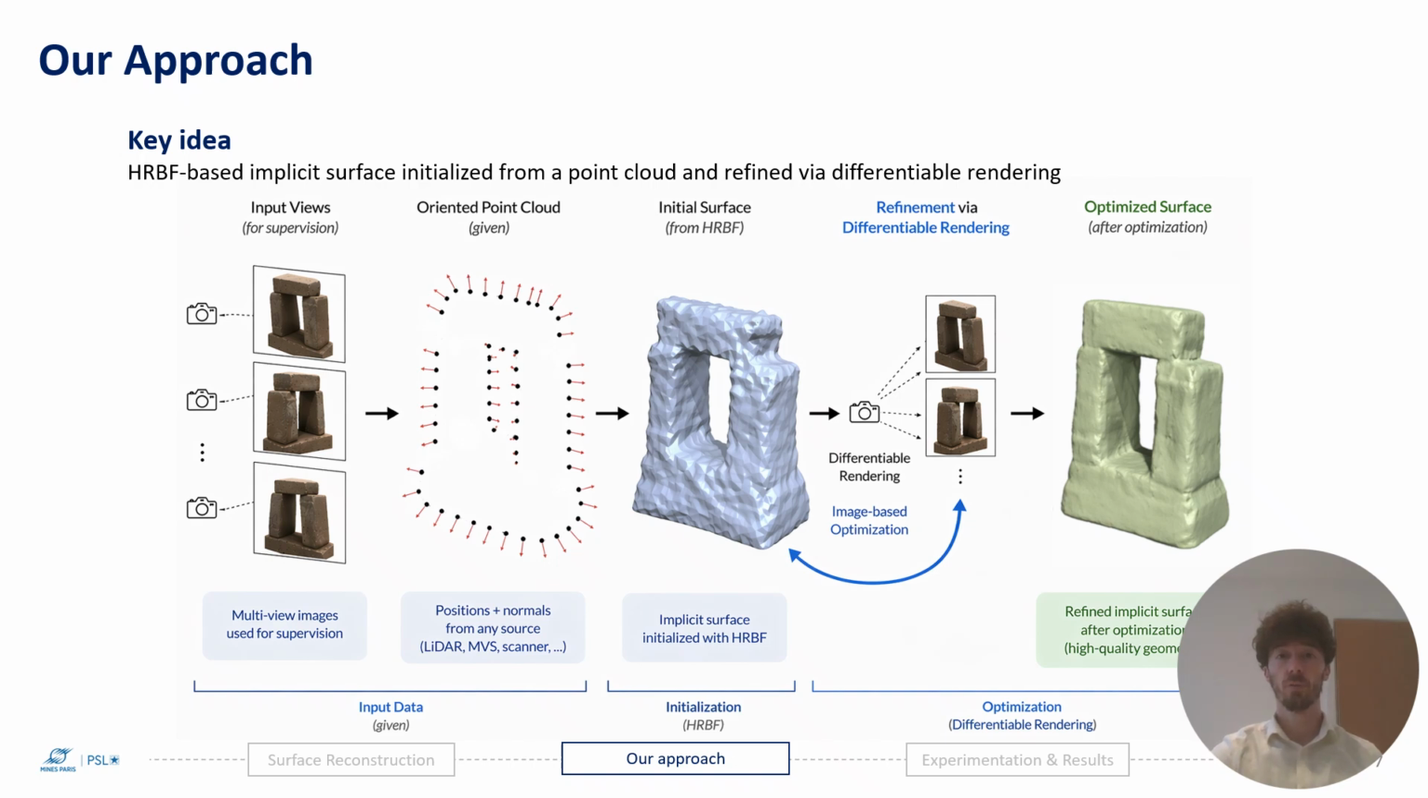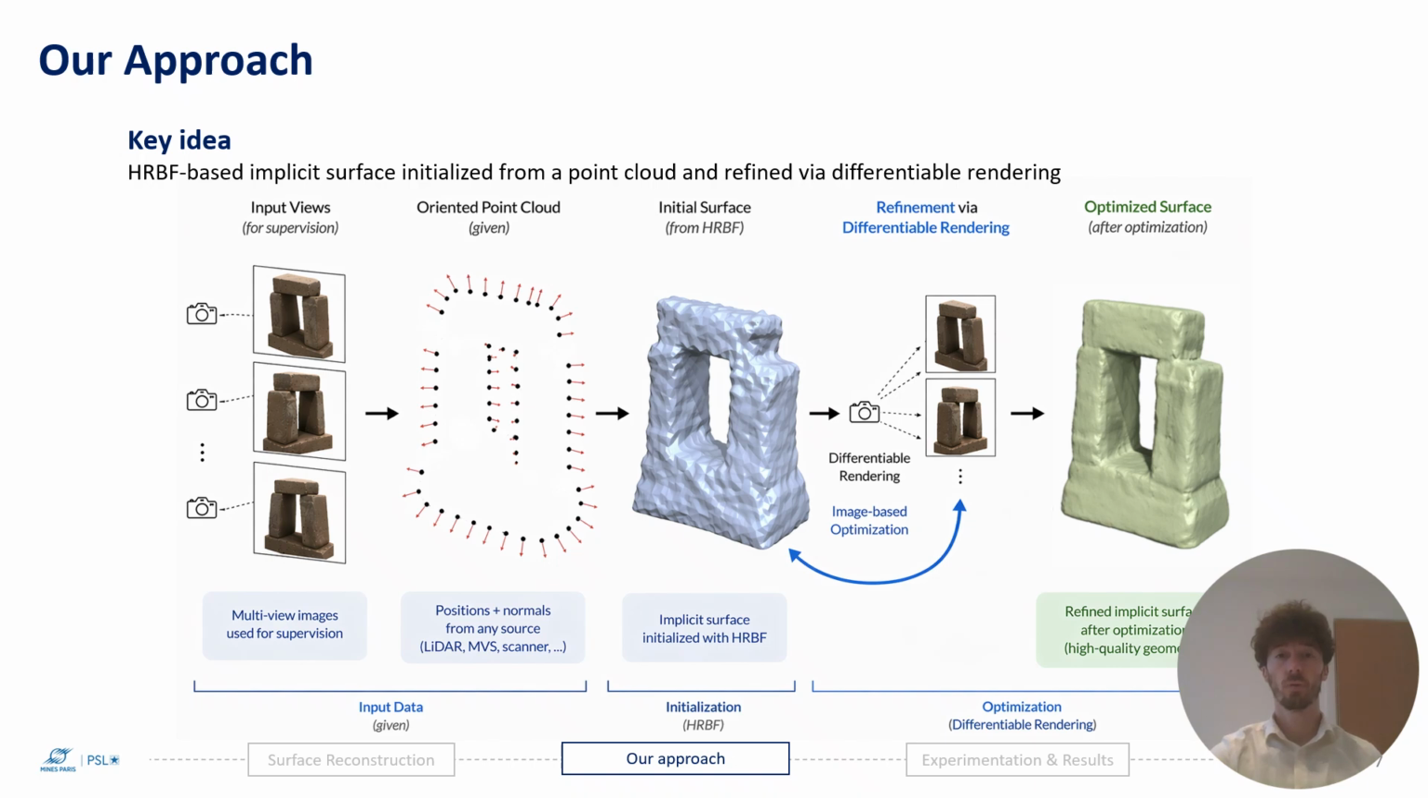First, a set of multi-view images is used for rendering supervision, and second, an oriented point cloud providing positions and normals, which can come from sources such as LiDAR, multi-view stereo, or 3D scanners. Using these oriented samples, we construct an initial implicit surface with the HRBF formulation presented previously. However, the initialization is only the starting point.